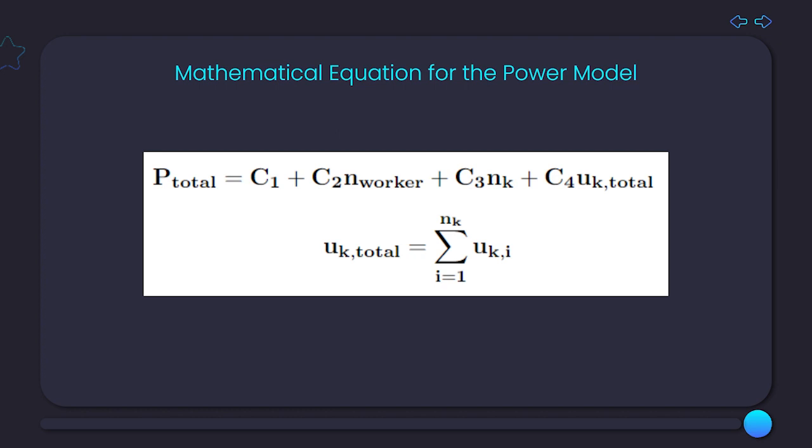The experiment showed that the coefficient C2 has the highest value, depicting that the number of worker nodes has a high impact on power consumption. This indicates that in edge clusters running containerized applications, taking steps to reduce the number of worker nodes will have a greater impact on achieving energy efficiency.